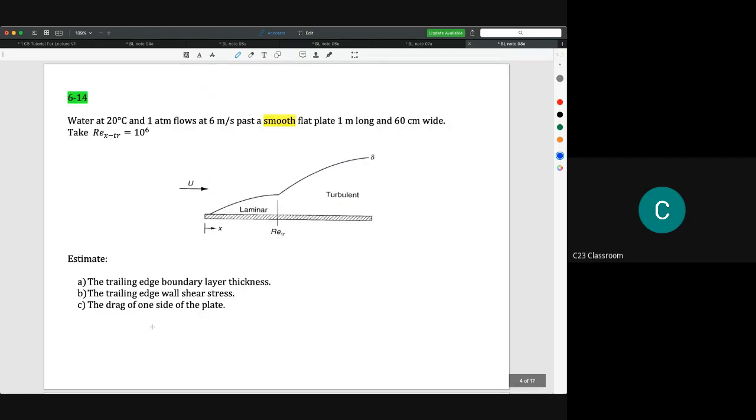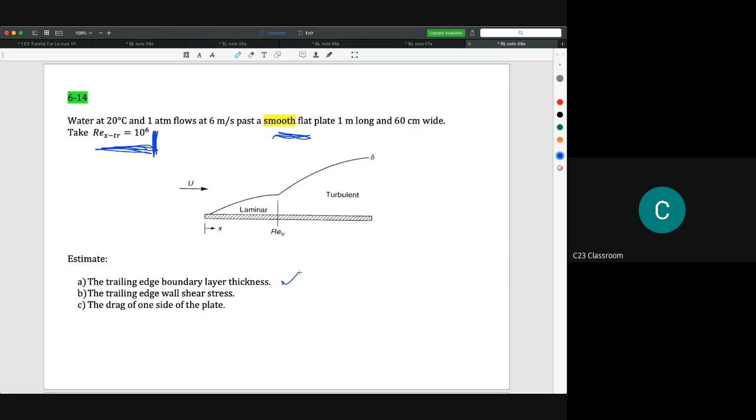So and then we have this situation again. For example, for 6.14, water at 20 degrees Celsius and 1 atm flows at 6 meter per second past a smooth flat plate, 1 meter long and 60 centimeter wide. So we take the transition Reynolds number as 10 to the power of 6, meaning 1 times 10 to the power of 6. And then we need to calculate the trailing edge.